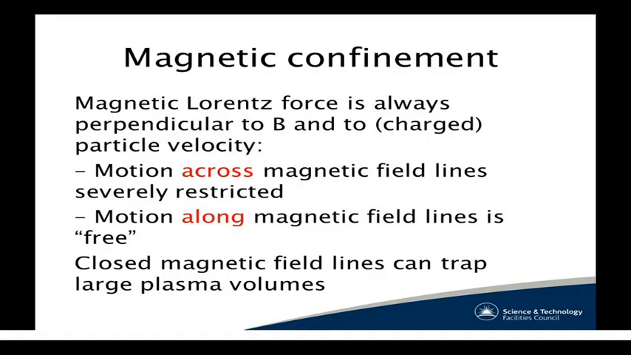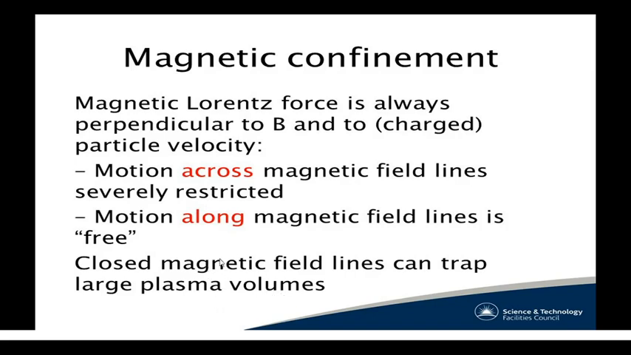Now what is magnetic confinement? Magnetic confinement uses a magnetic field, isn't it? Whenever a magnetic field is used, the magnetic Lorentz force will act. And this magnetic Lorentz force, as you know, is perpendicular to the magnetic field B as well as the particle velocity. So the closed magnetic field lines can trap large plasma volumes.